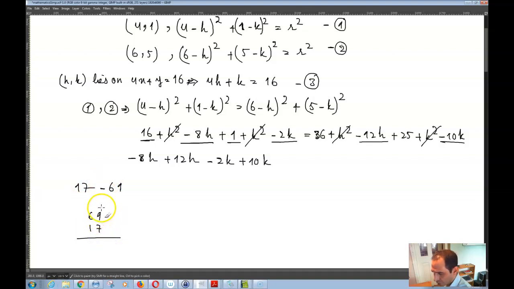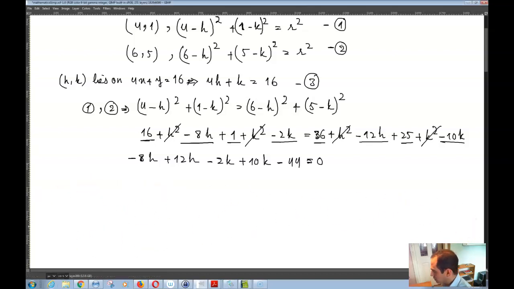Is equal to negative 44. Negative 44 is equal to 0. So now all of these are taken care of, so there is nothing left in here.